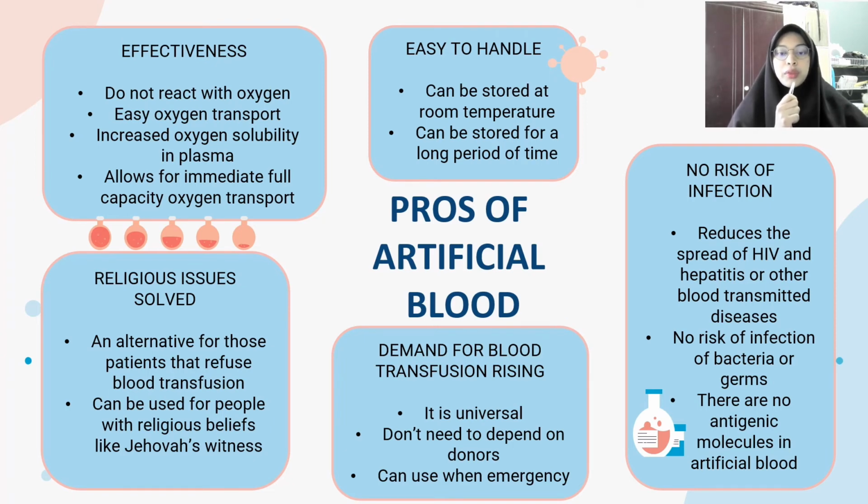Next, the demand for blood transfusion is rising. It is because artificial blood is universal so that everyone can use it, and artificial blood doesn't need to depend on donors because it doesn't have a blood type. But normal blood has types like A, B, and O. Artificial blood can also be used in emergencies because it doesn't have a blood type, so it can be used for everyone.